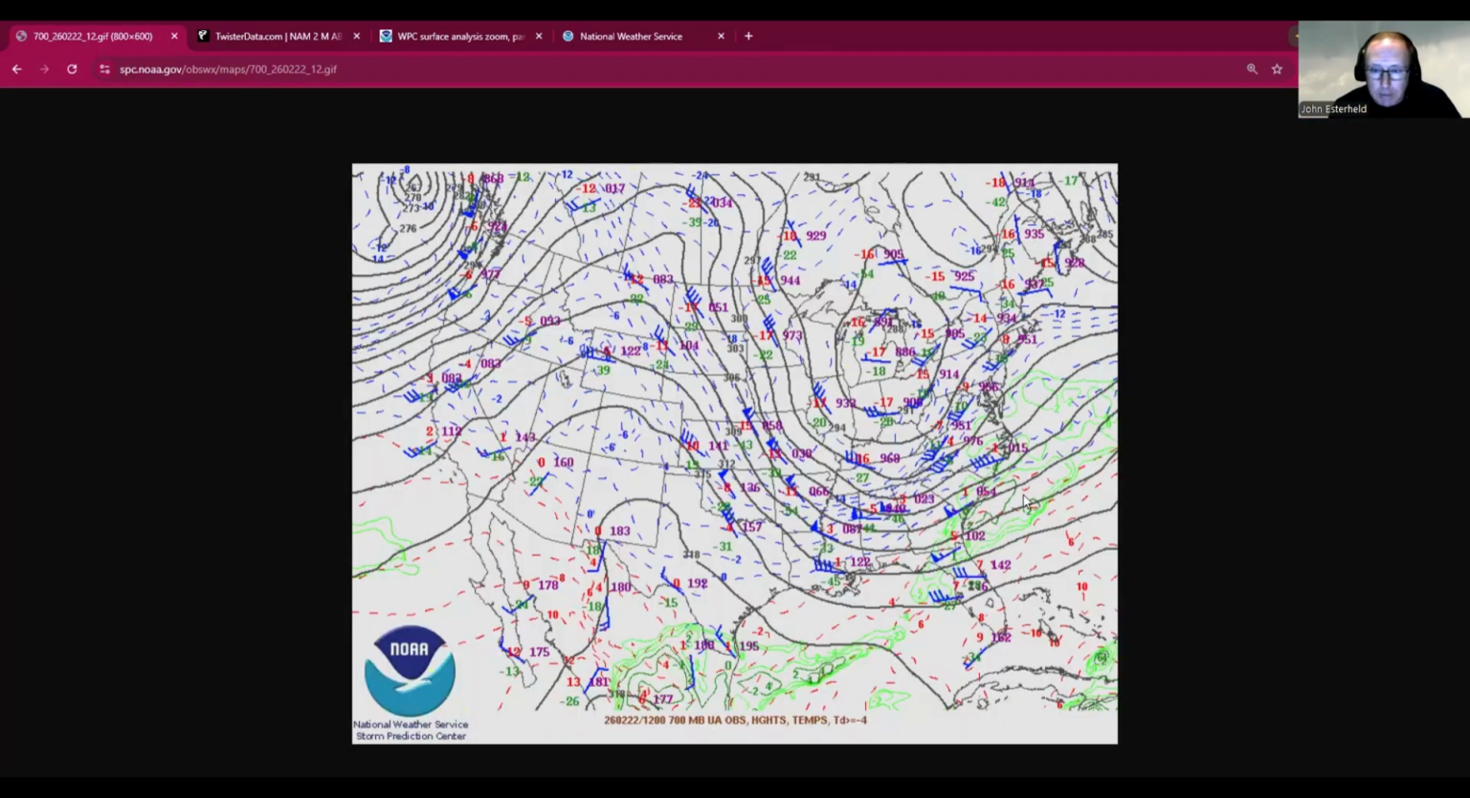We go down to 700. So it's kind of hard to read, but you see those blue dashed lines and red dashed lines. Those are isotherms. Sometimes what we look for at 700 is when these wind barbs are crossing over those lines. And what that means is you could have air moving across these lines, which is referred to as advection. And if the air is blowing from the warm to the cold, that's warm air advection, and vice versa.